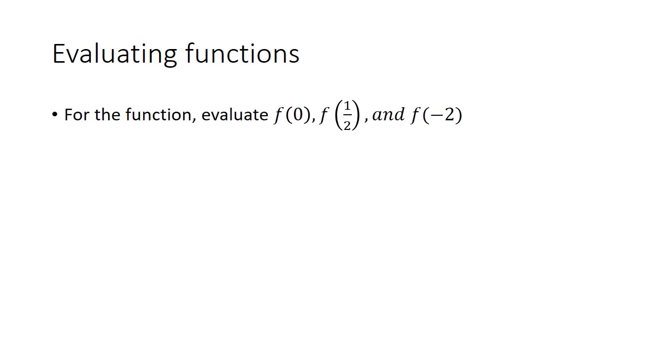So let's evaluate some functions. For the function, we are going to evaluate it for f of 0, f of 1 half, and f of negative 2. Okay, so here's our function. When we solve for this, we'll rewrite it. f of 0 equals 7 minus 2 times 0, which is 7 minus 0, which is 7.